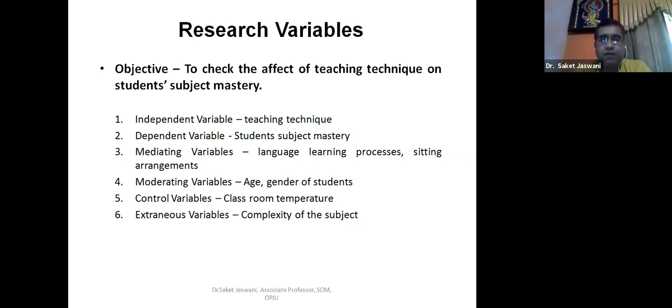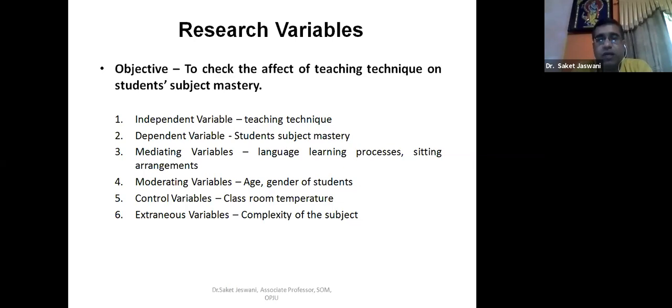So control variables are classroom temperature, which will be controlled for each and every participant in the classroom. So these are known as control variables. And the last one, extraneous variable, that is complexity of the subject. This extraneous variable is out of control of the researcher. There is no interference of the researcher in this extraneous variable, but of course they are present. Right. So these are the 6 types of variables which we can consider in our studies.